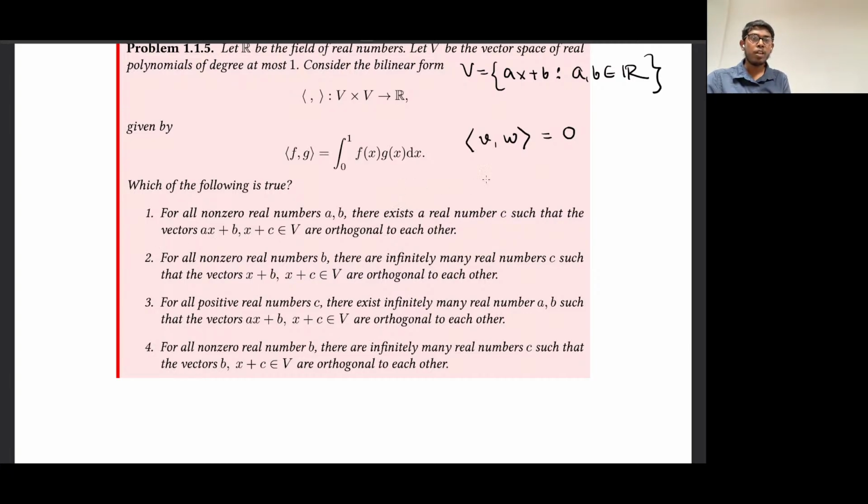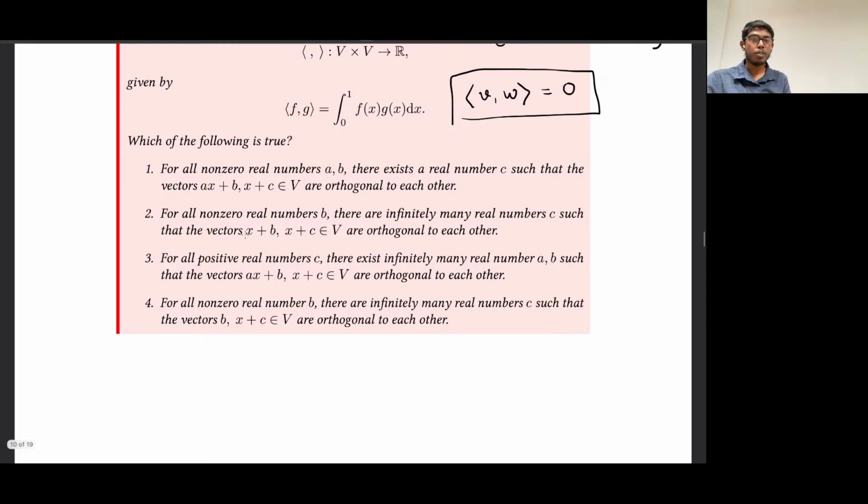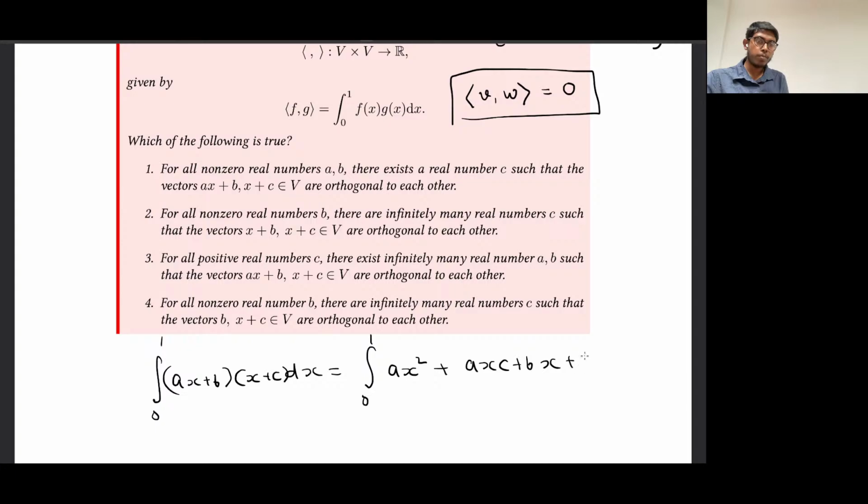So we need to see when the inner product of V and W is 0. Let's see the first option. It says that the inner product of aX plus b and X plus c is 0. It means that from 0 to 1, if I integrate aX plus b times X plus c, I should get 0. This is the integral from 0 to 1 of aX squared plus aXc plus bX plus bc.